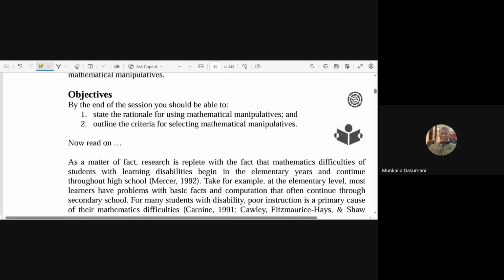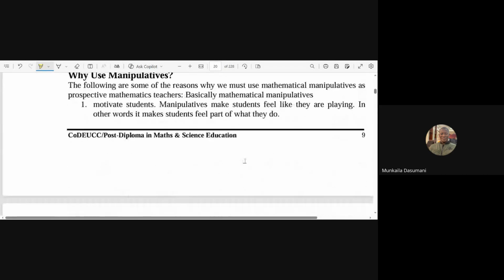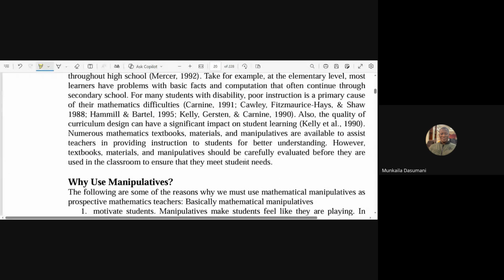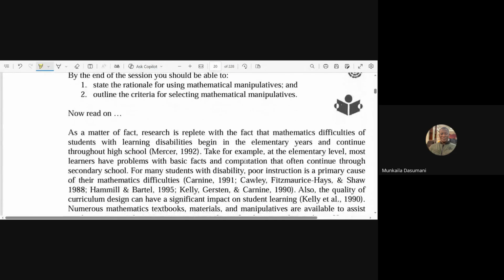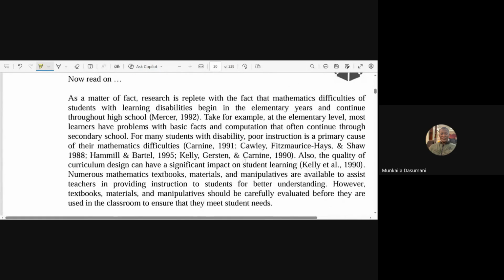In this section, you should be able to state the rationale for using mathematical manipulatives and then outline the criteria for selecting mathematical manipulatives. You don't need to just say, I'm going to teach maths, and pick any manipulative. You have to have criteria for selecting that manipulative, and then the rationale behind it. Okay, can we have somebody take us through this section? As a matter of fact, because we are dealing with ladies, this section is for them.